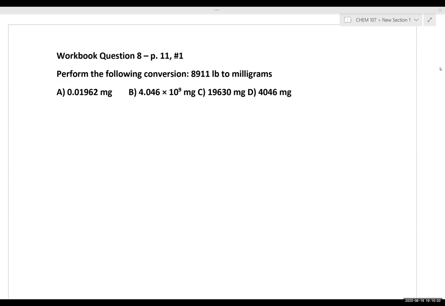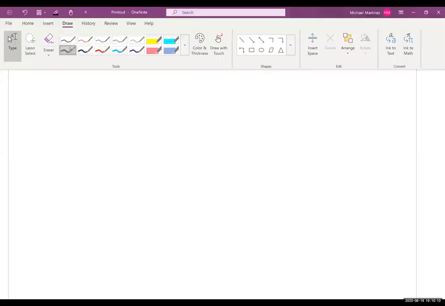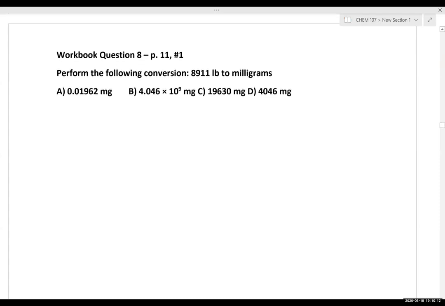So continuing on from lecture, and just to get everyone back in the problem solving rhythm, I'd like everyone to start working on the following workbook questions. So this is from your provided workbook, and I'd ask you to perform the following conversion. I'd like you to convert 8,911 pounds to milligrams.